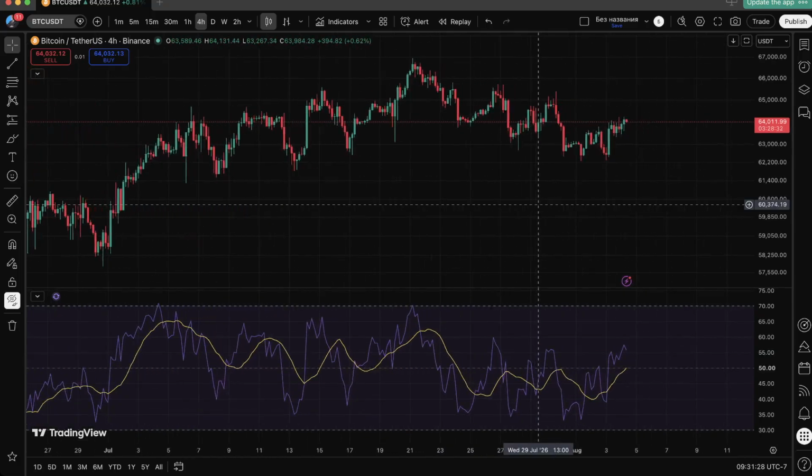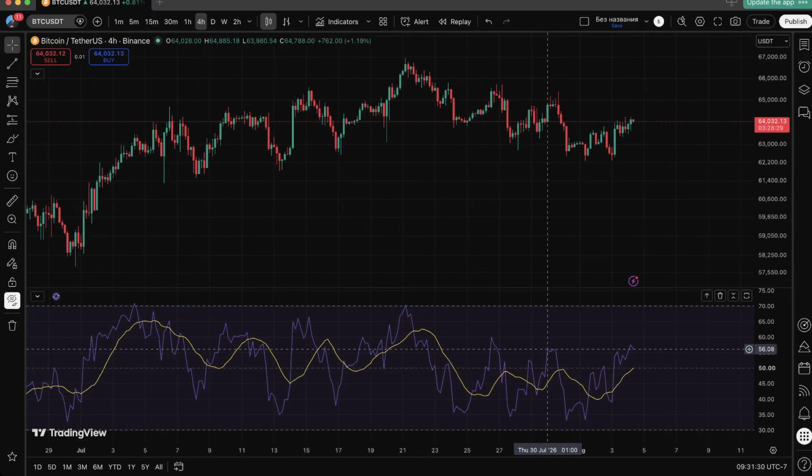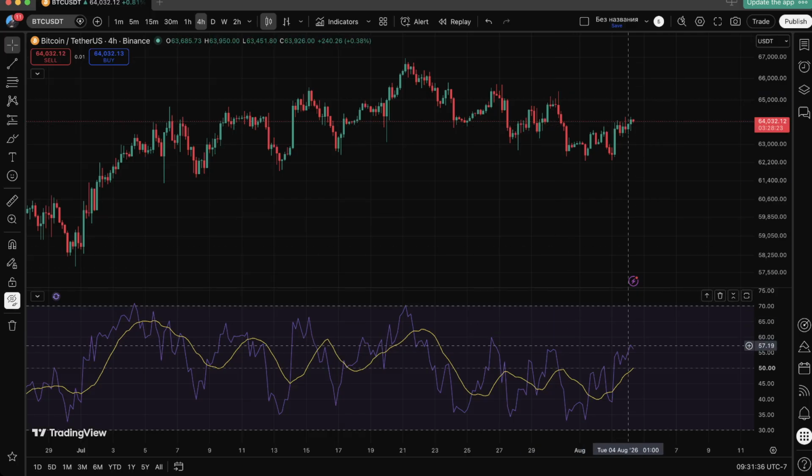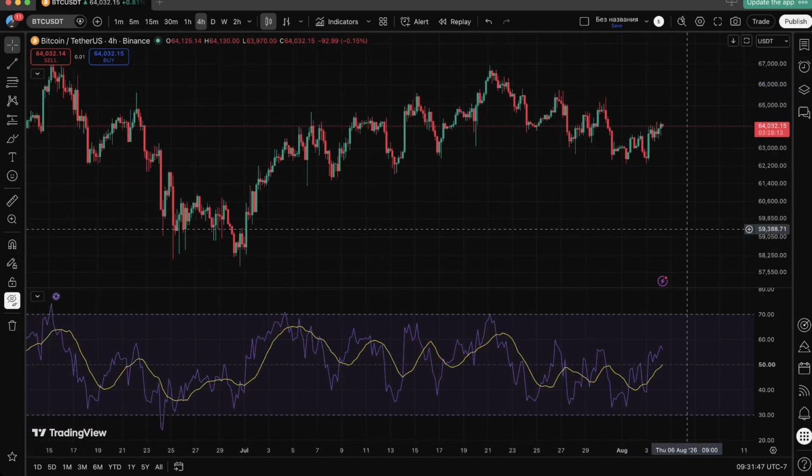And right now we see another divergence, because right here this maximum of the RSI is approximately 57, but on the price chart it is approximately 65. And right here we see this maximum is higher than the previous maximum, at approximately $64,000, which means that the RSI literally says it is a false movement, and with a high probability we may see Bitcoin lower.